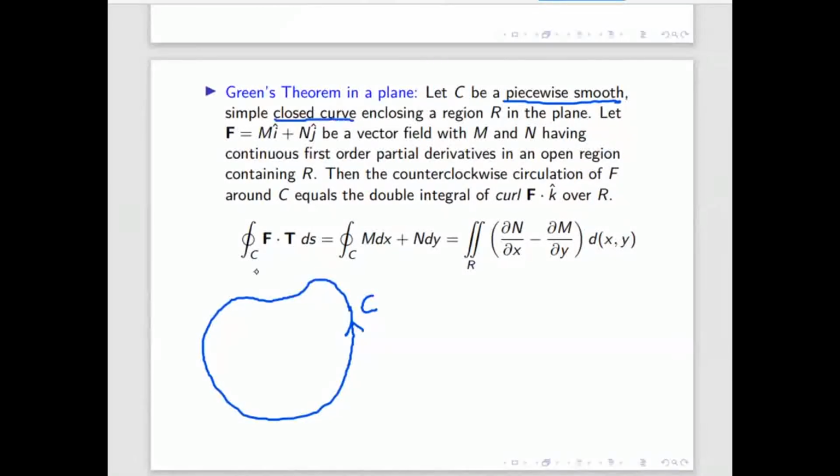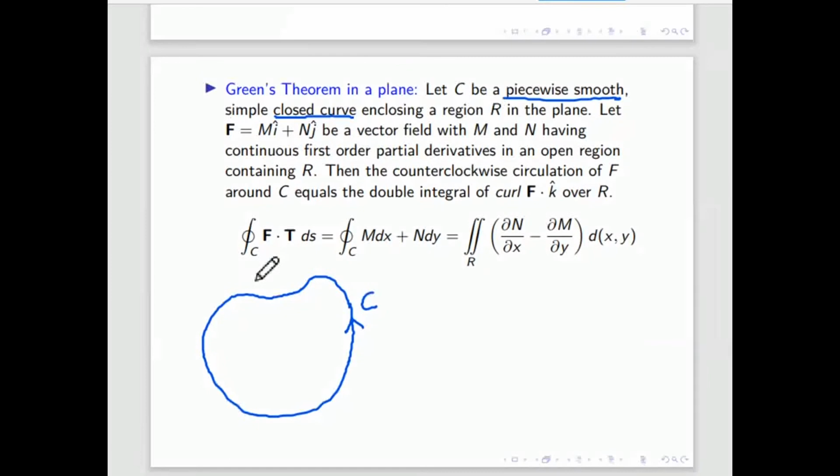Simple means the curve will not intersect itself. The curve should not be like this. This is also a closed curve, starting and end point are the same, but it is intersecting itself. So simple means the curve should not intersect itself. Then the region enclosed by this curve, because it is a closed curve, I am calling R. The region enclosed by this curve is R.